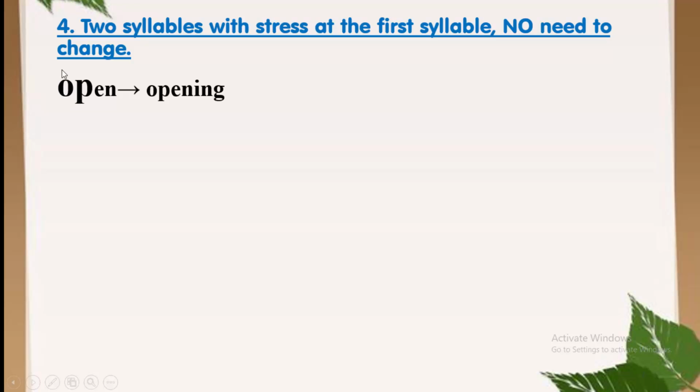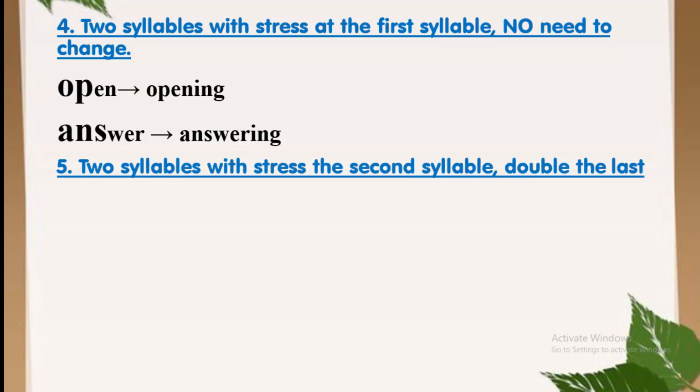We have to read open. So we don't need to change to NING. We don't need to double the last consonant. We just add ing. Next one, answer. So ans here is the first syllable stressed. So it becomes answering. You don't need to double R again because it is the first syllable stressed.